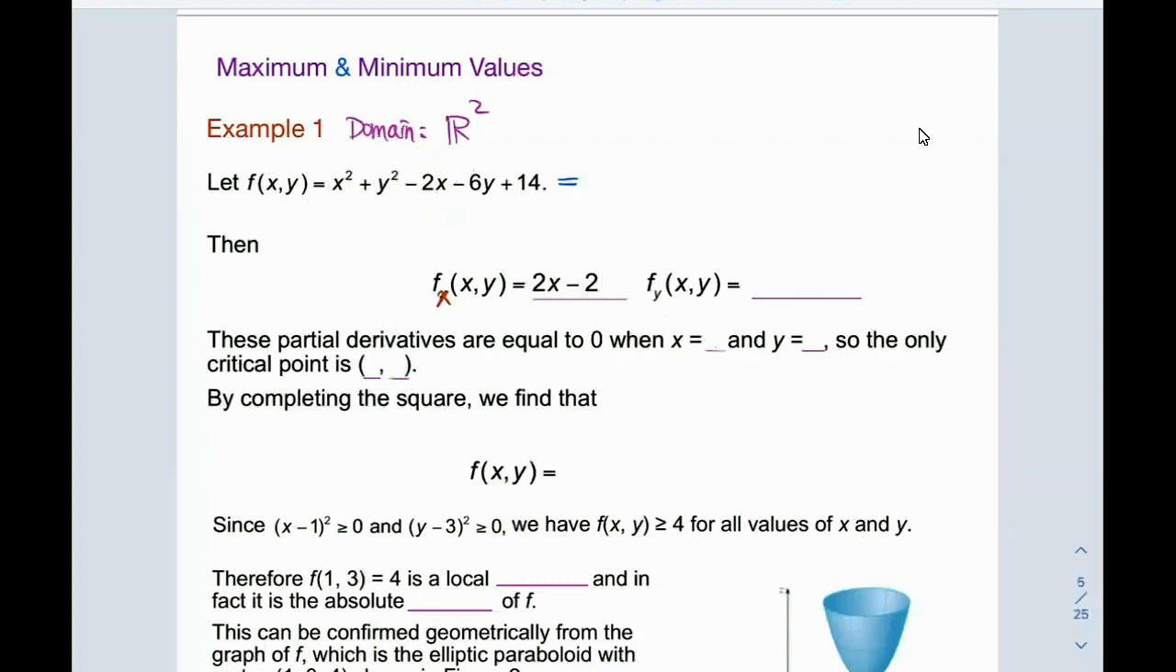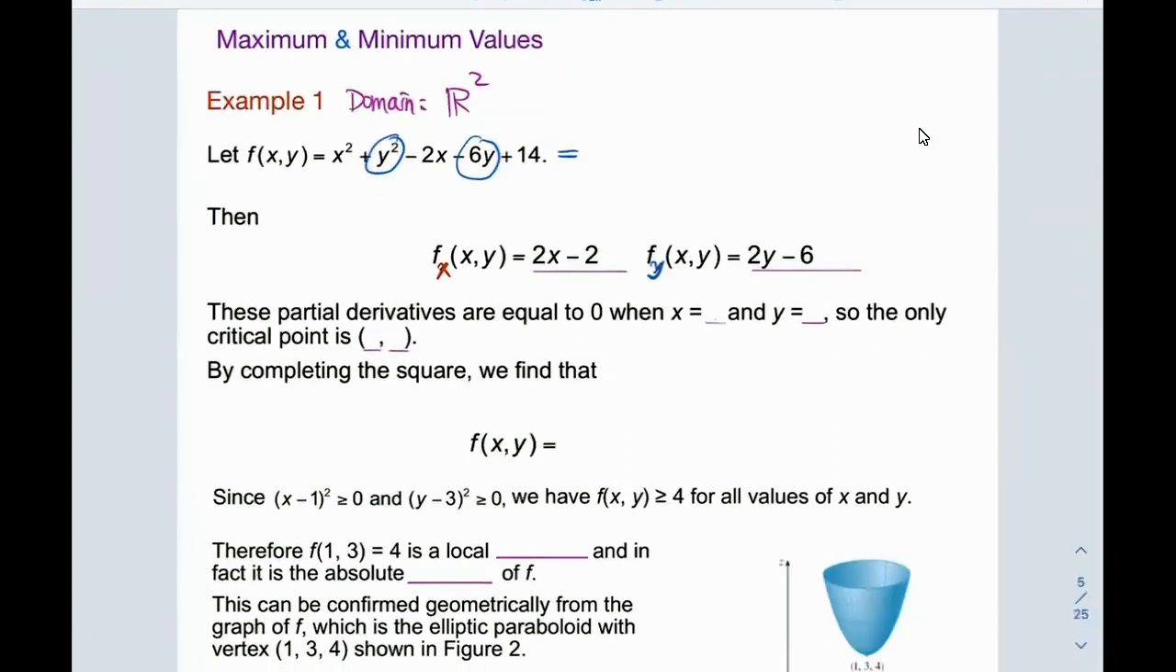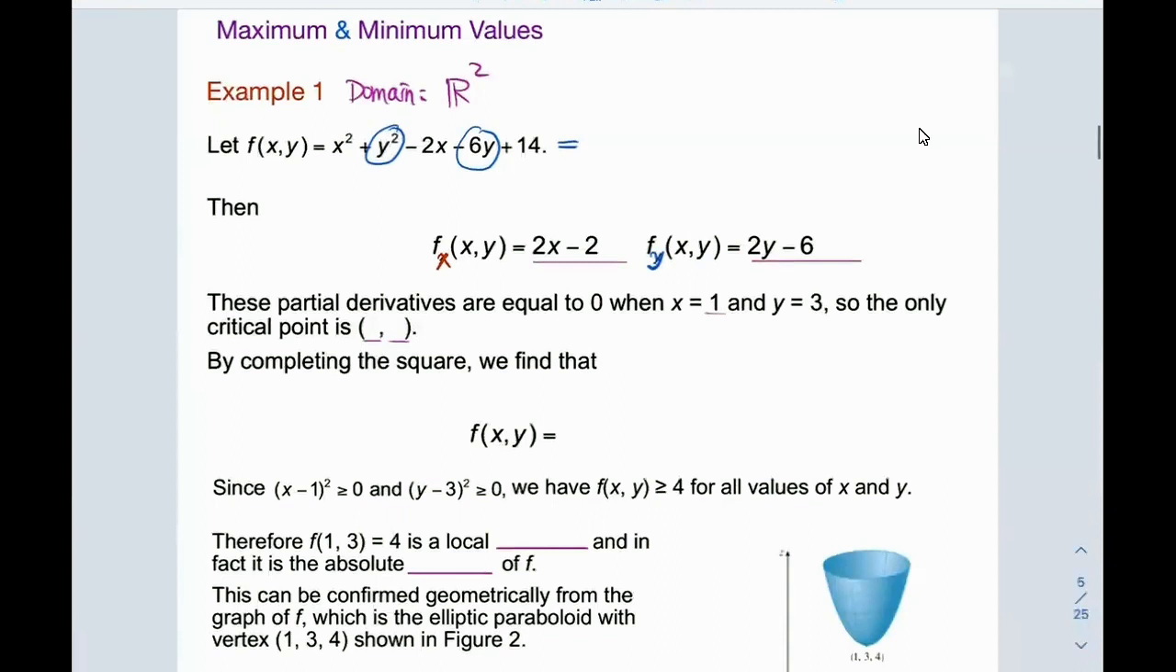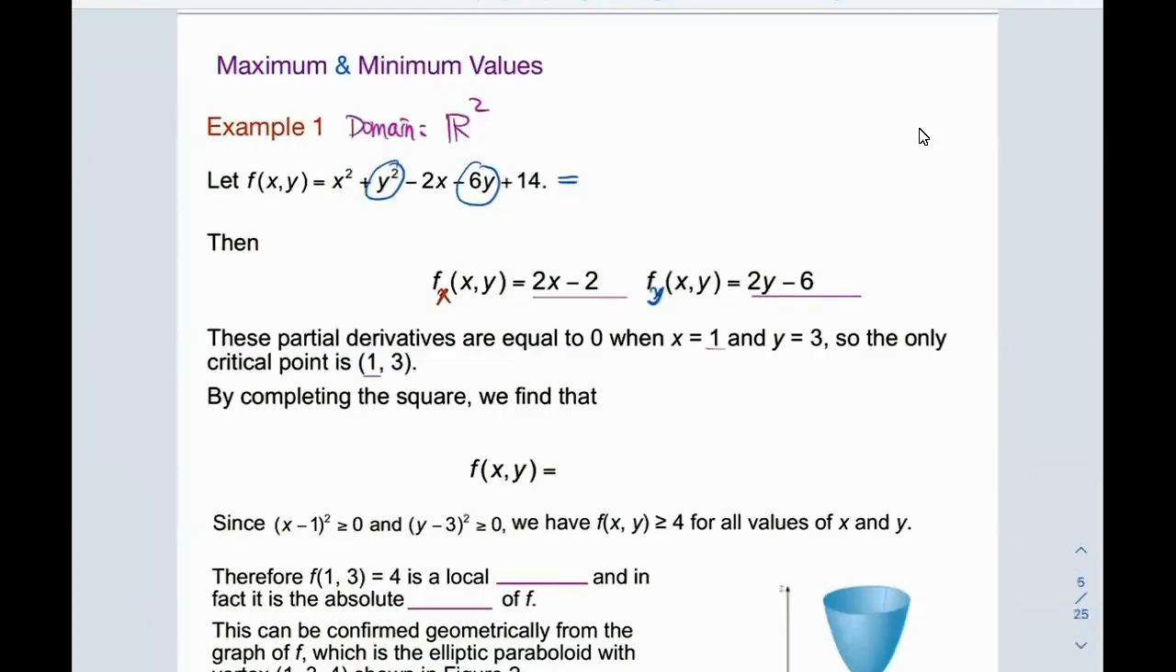Now we take the partial derivative with respect to y. We focus on y, and take the derivative of those terms with respect to y. What should I put here? 2y minus 6. Good job. Now, to find critical points, we set both partial derivatives equal to 0. If I set 2x minus 2 equal to 0, x equals 1. If I set 2y minus 6 equal to 0, y equals 3. So the only critical point is (1, 3). Now that we found the critical point, let's complete the square.